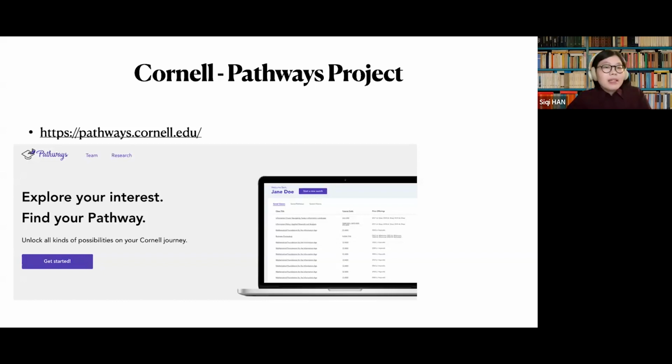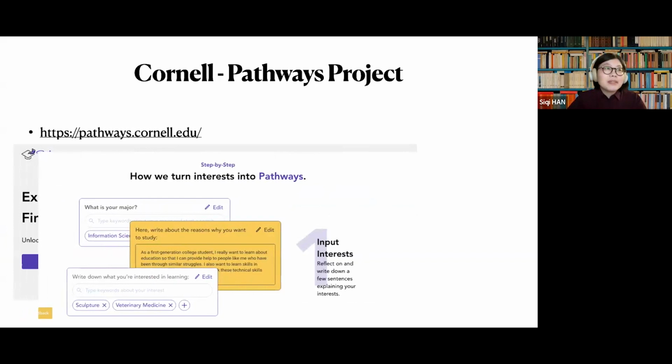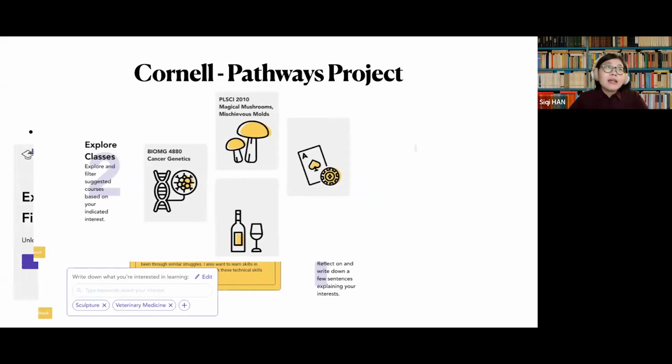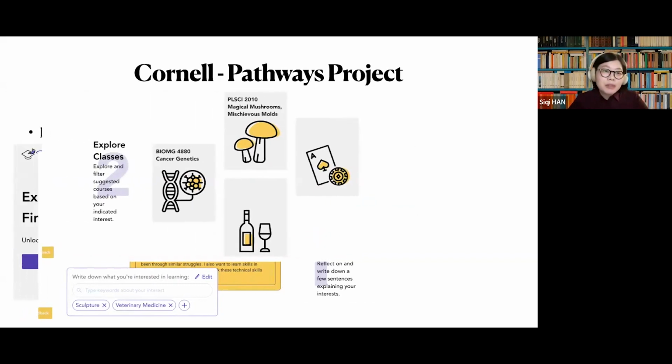So the Cornell one is that if you are their student, you go to this website, and it will give you this kind of thing. You can verbally describe what your major is, write about the reasons why you want to study something, and write down what you are interested in learning. You give the AI the input, and then, based on all the prior historical data of Cornell students, it will recommend courses that fit your interest and your career development plan.